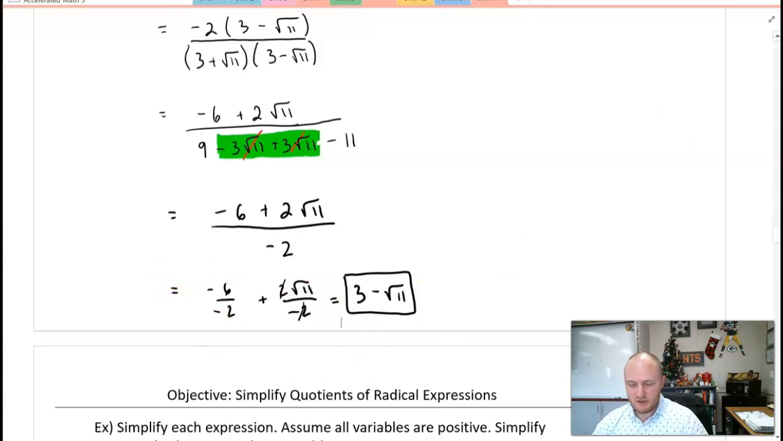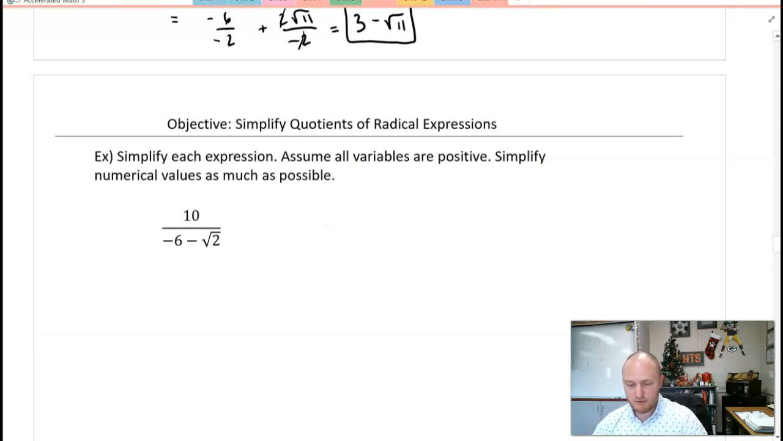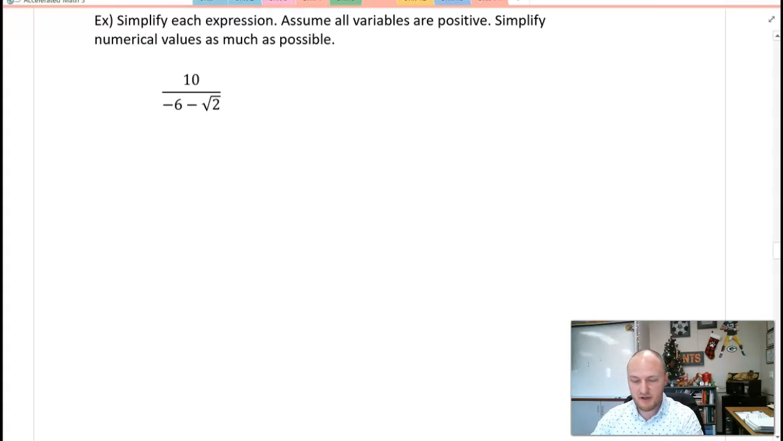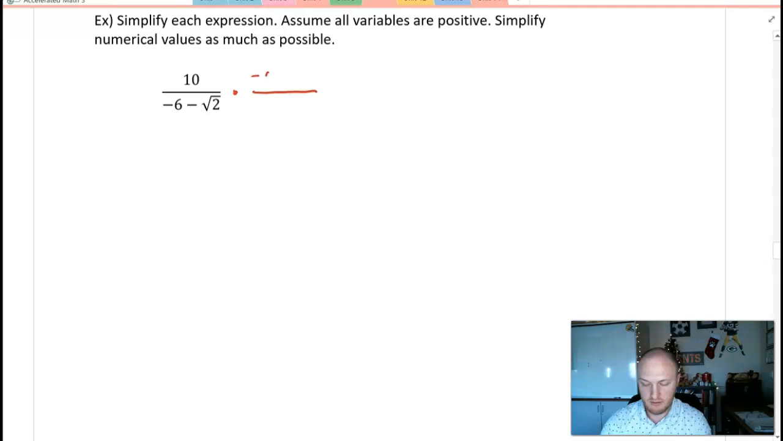Okay, so let's go ahead and look at the next example. So same type of idea here. In order to simplify this, to rationalize the denominator, I need to get rid of that radical. There are two terms, so I have to multiply by the conjugate. The conjugate would be the same two terms, so negative 6 and square root of 2, except the sign of the second term switches. So plus root 2. So negative 6 plus root 2.